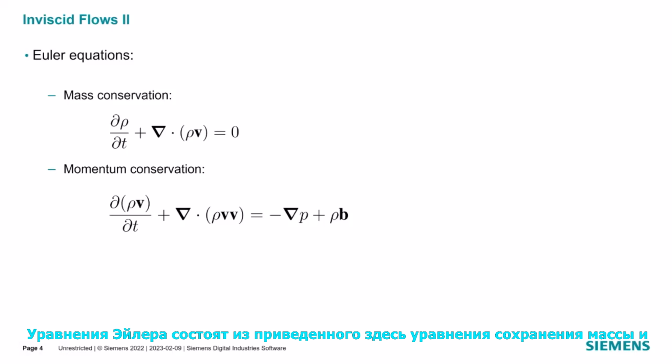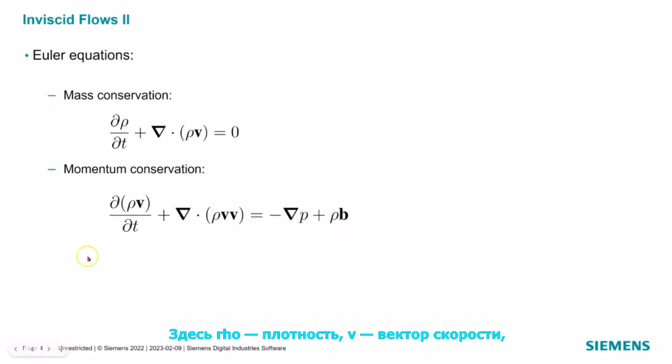Euler equations consist of the mass conservation equation, given here, and momentum conservation equations given by this equation. These equations contain the rate of change term, the convection term, and on the right hand side, the momentum equations contain the pressure gradient term and the body force term. Here ρ is the density, v is the velocity vector, p is pressure, and b describes the vector of body forces. The momentum equation is a vector equation. It produces three equations for the velocity components.